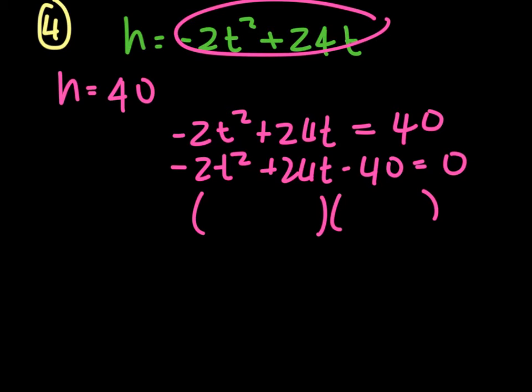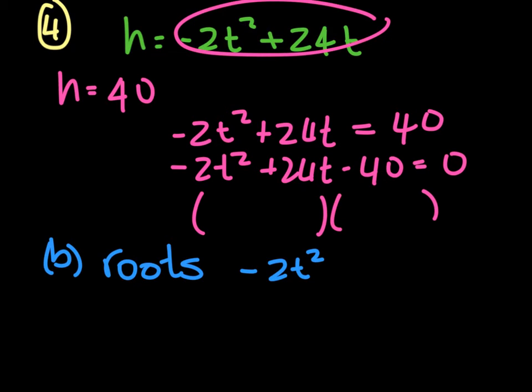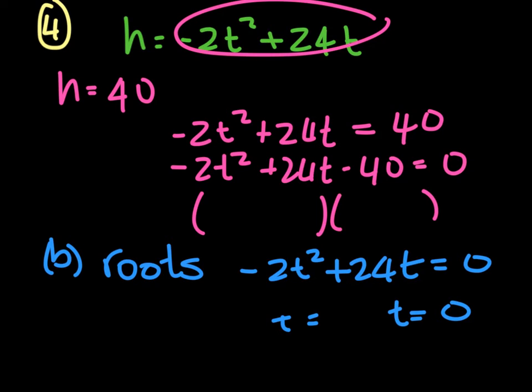To find the maximum height for part B, first of all you need to find the roots. So it was just like last week's question. How do you find the roots? Now you solve negative 2t squared plus 24t equal to 0. So not 40 this time, when it equals 0, because we're finding the roots. So deal with that, factorise it, get two answers for t. Once you've got those two answers, find the midpoint for the line of symmetry, and then plug that back into your formula, and that will tell you the maximum height.